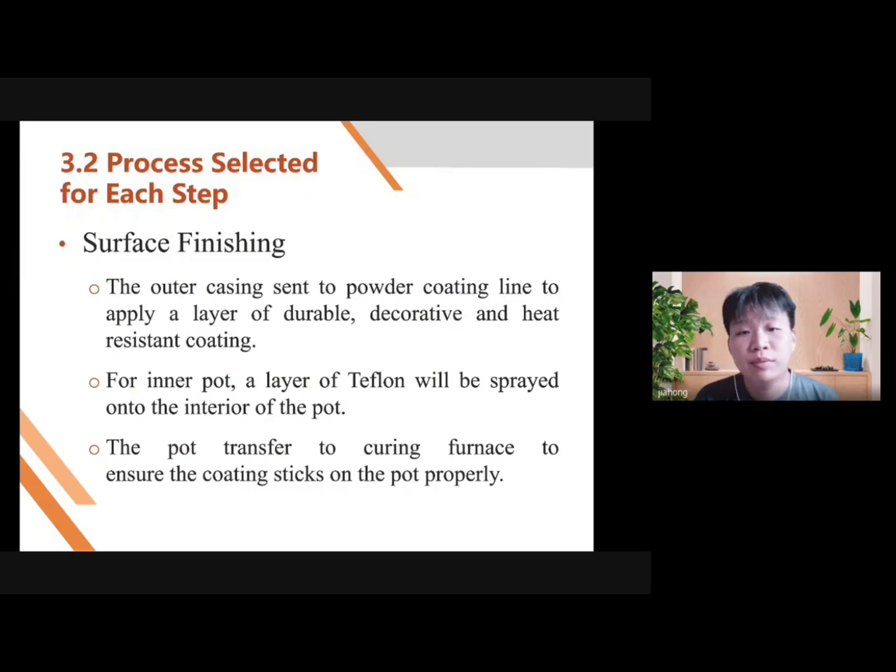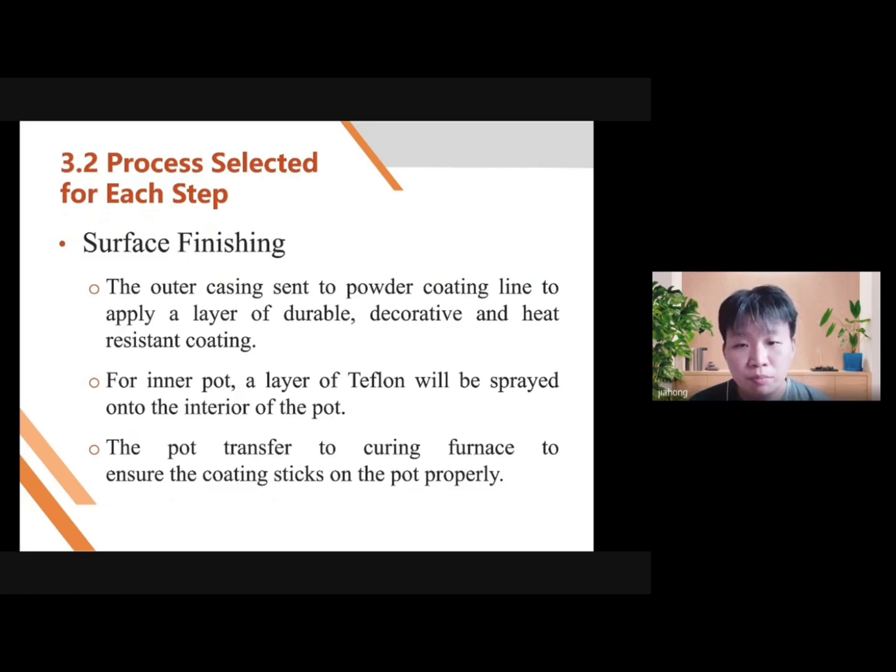The outer casing will be sent to powder coating to apply a layer of durable, decorative, and heat-resistant coating. Other than that, a layer of non-stick material, known as Teflon, is sprayed onto the interior surface of the inner pot. And lastly, to ensure the coating sticks to the wall of the pot properly, we need to send the inner pot to a curing furnace.